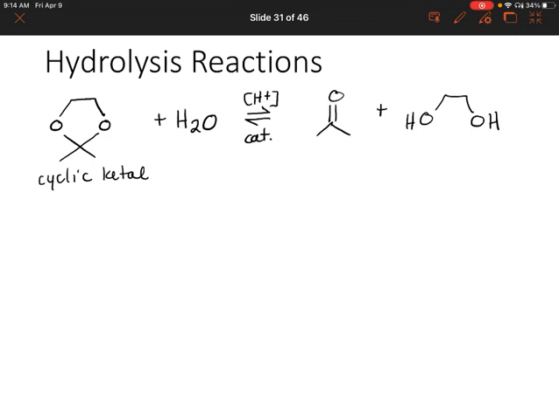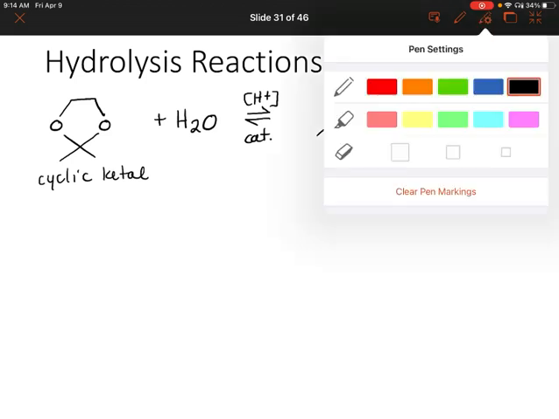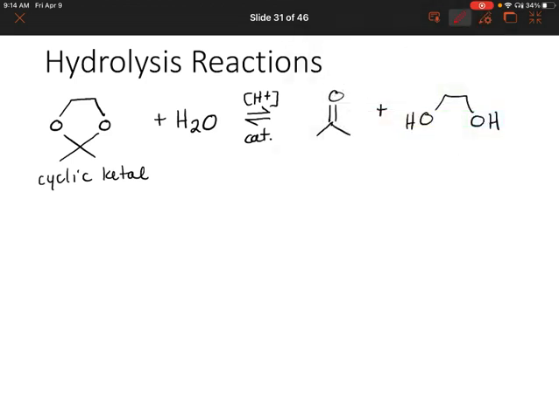So let's just briefly go over the mechanism. It's going to look very similar to previous mechanisms, just in reverse. So in the first step, one of the oxygens on our ketal is going to protonate itself. So we'll end up with a positively charged oxygen.